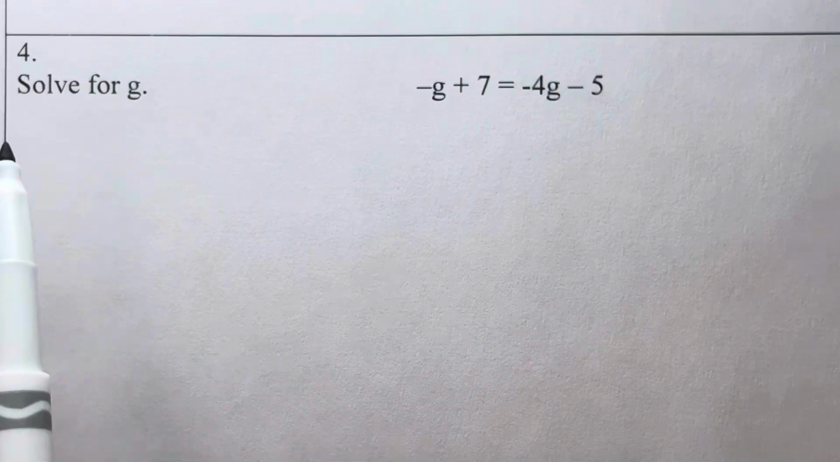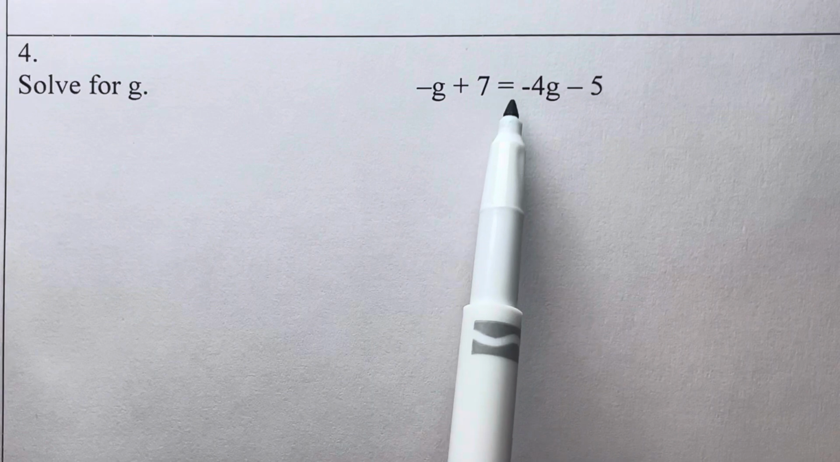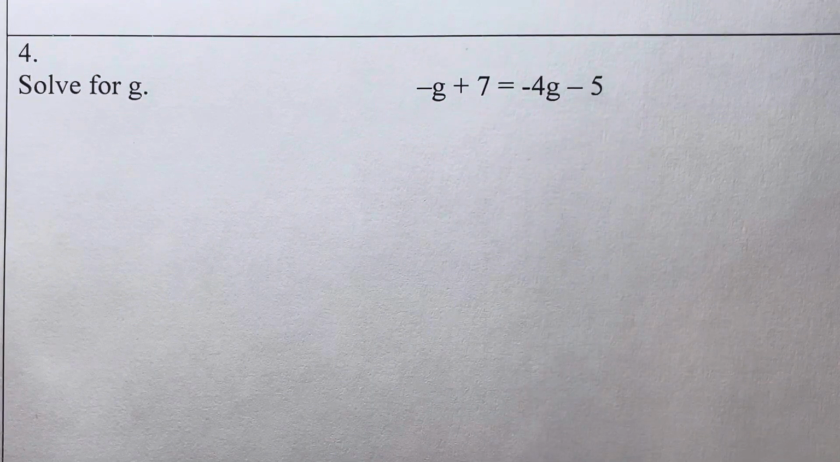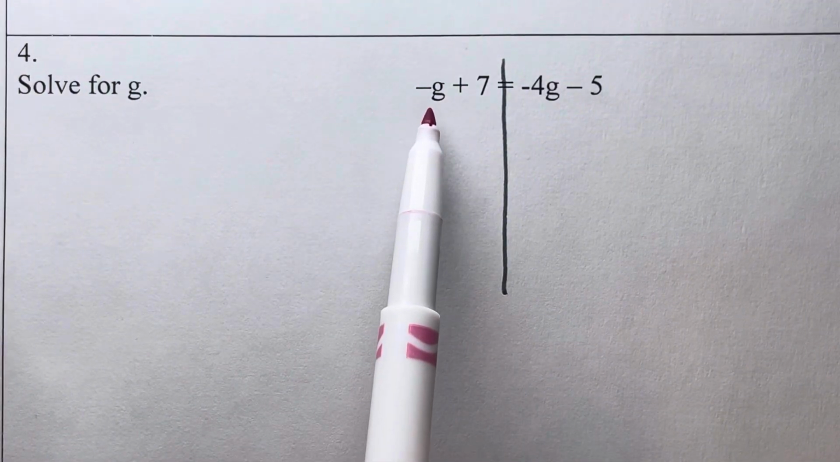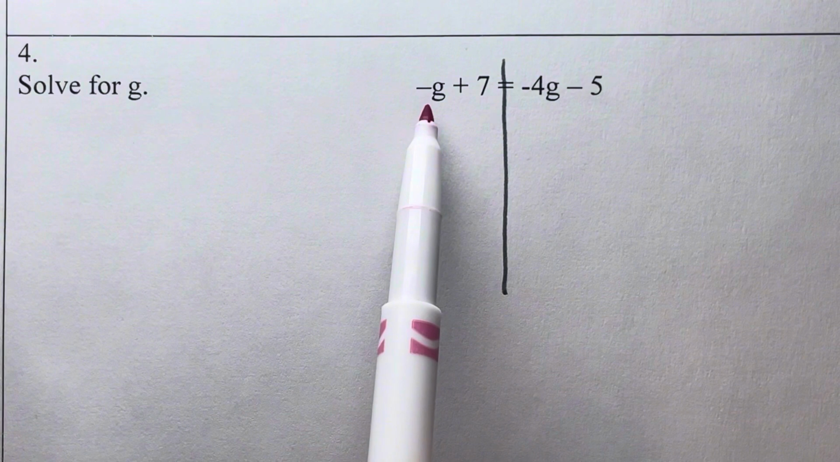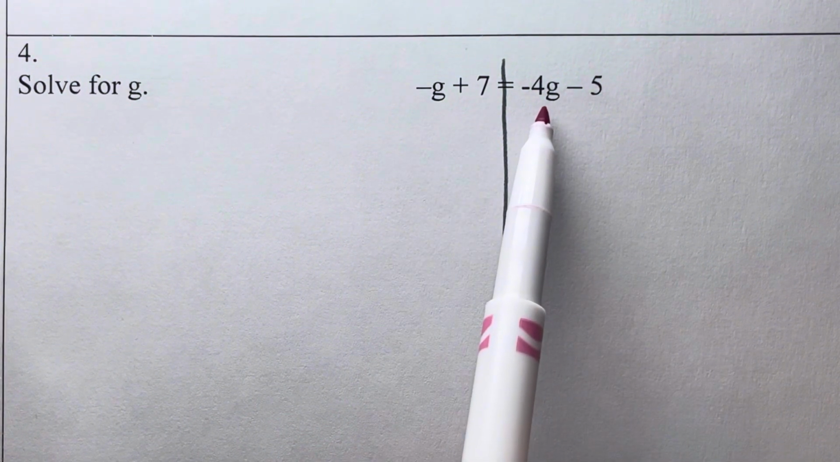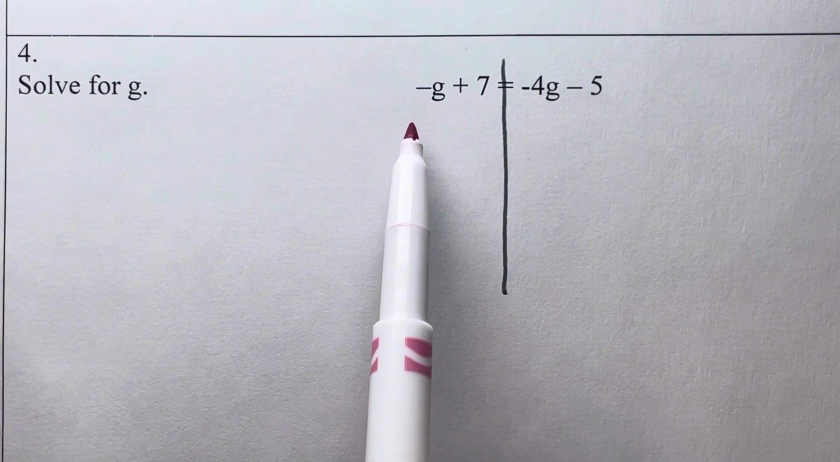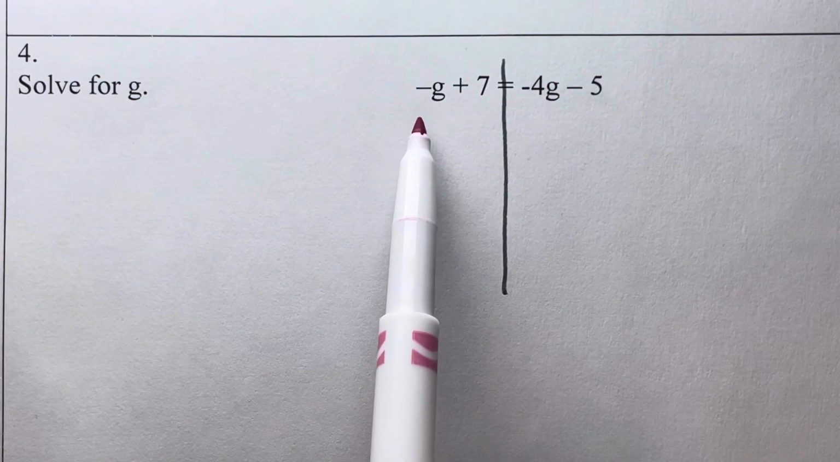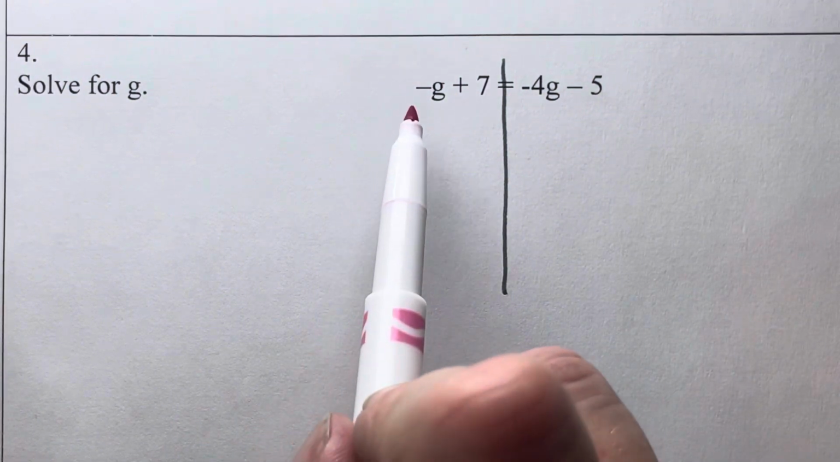Example 4. We're going to solve for g where negative g plus 7 equals negative 4g minus 5. Well, just for something different, I thought we would go ahead and move the g that is on the left to get this problem started. You could most definitely move the one that's on the right, but we've moved a lot of things from the right to the left. So I thought we would go ahead and move from the left to the right. It truthfully does not matter.